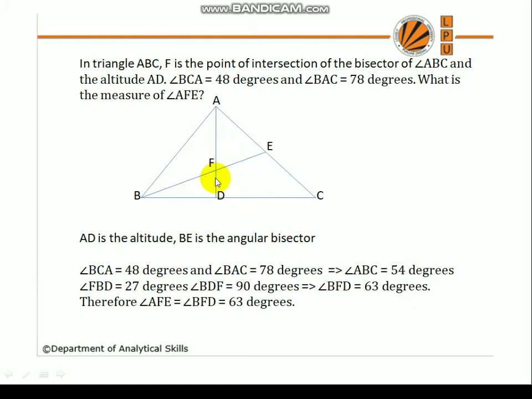By the vertically opposite angle property, BFD and AFE are equal. Therefore, angle AFE is equal to BFD, equal to 63 degrees. That is the answer.